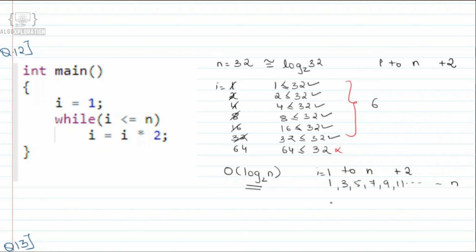But here we are not adding, we are multiplying. So 1, then 2, then 4, then 8, then 16, then 32, and so on. So it will be reached much faster. Due to this, it will be reached in log n time. Therefore, the complexity will be log n.